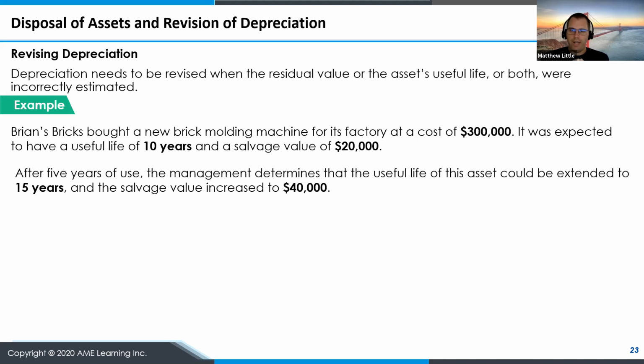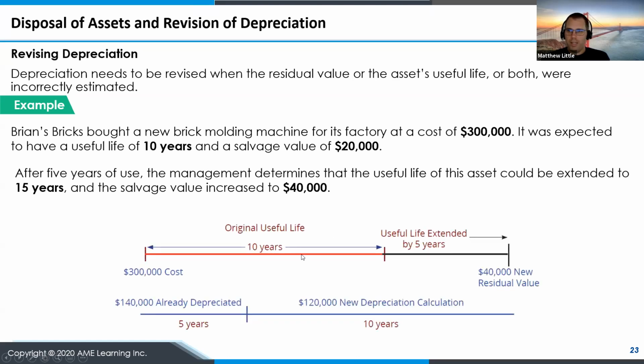However, let's assume that after 5 years, so we're halfway through the original useful life, we decided that it could be extended by 5 more years to 15 instead of 10. And our salvage value would actually be higher than originally thought at $40,000. So in this case, the original useful life was 10 years at a $300,000 cost, but it was extended by 5 years with a $40,000 new residual value.